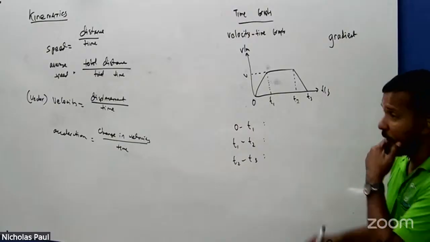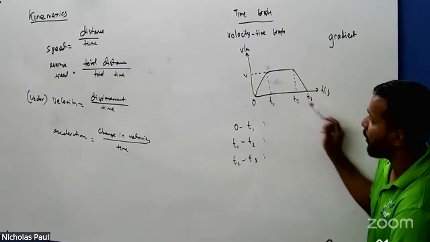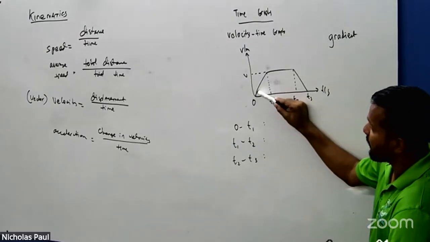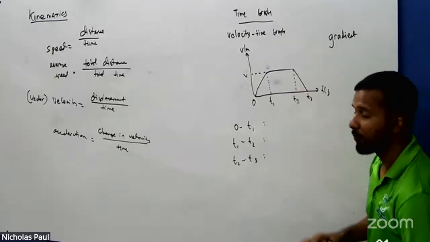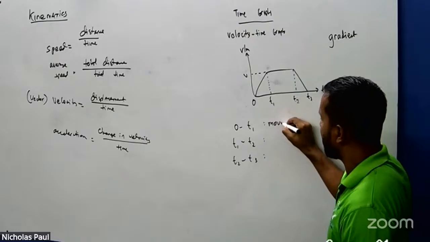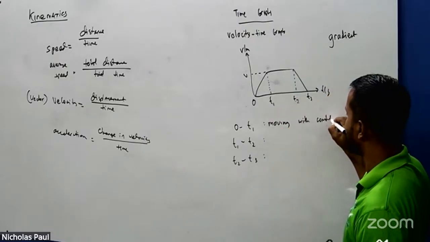Right. So before you write anything, anybody could describe what happened from 0 to T1? There's a constant change in velocity, right? So from 0 to T1, moving with constant acceleration.